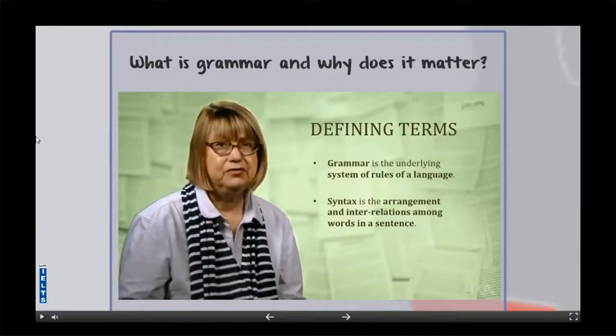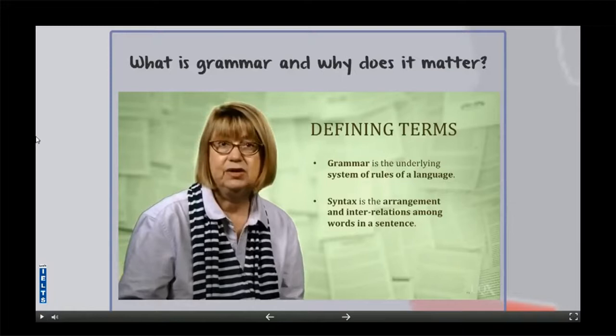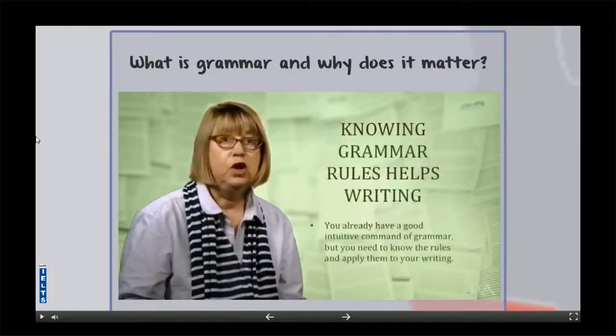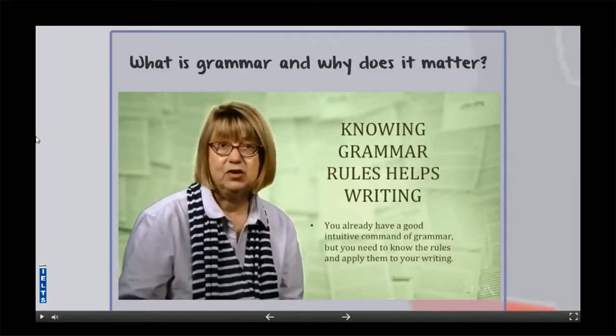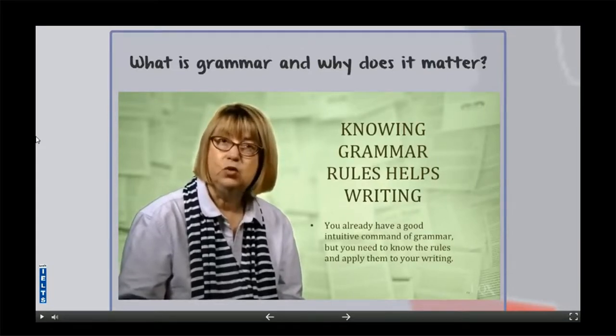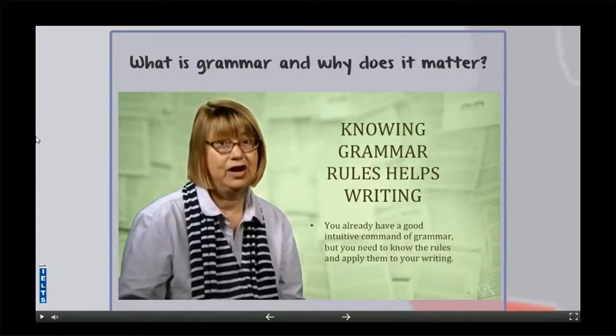Another term that you need to be familiar with is syntax. It's the arrangement and interrelations among words in a sentence, the structure of the sentence. No one starts at zero. You already have a good intuitive sense of grammar, but you need to be able to pinpoint what makes a piece of writing work or not work. You'll benefit greatly from a grounding in grammar.